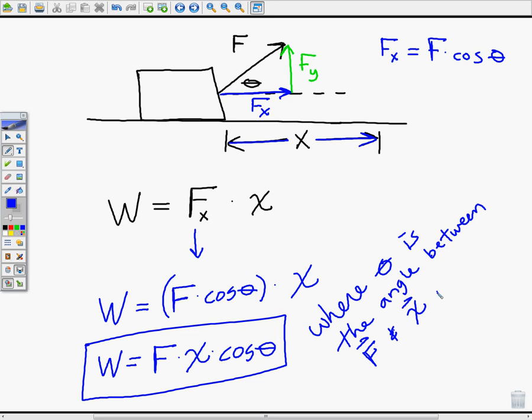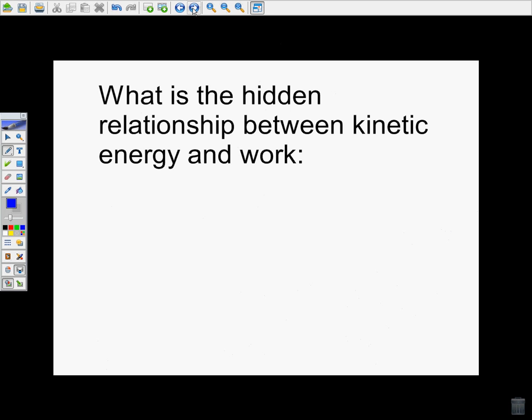So now that we define kinetic energy as 1/2 mv squared, and we talked about how to calculate work, the answer to the question, what is the hidden relationship between kinetic energy and work, is as follows. If you take the work done by all the forces acting on an object, add them up, that gives you the total work. Well, the total work always equals the change in kinetic energy of the object. This is known as the work energy theorem.